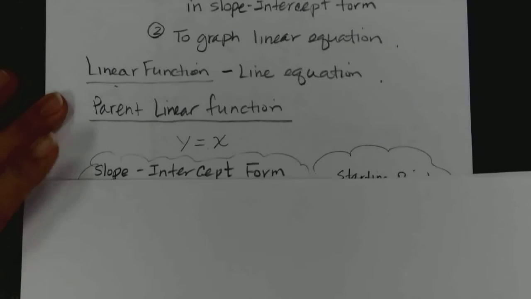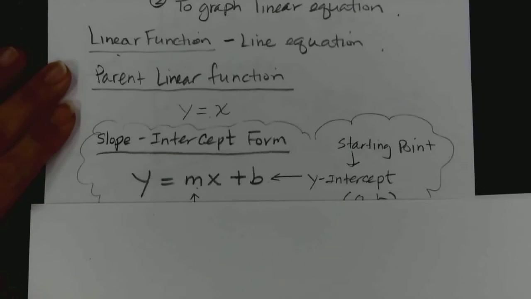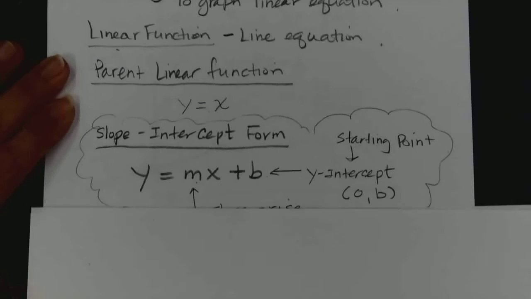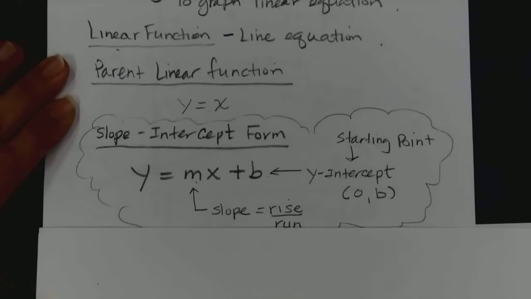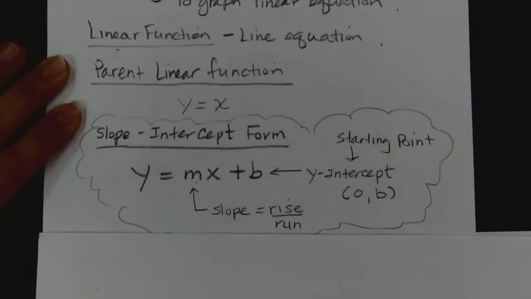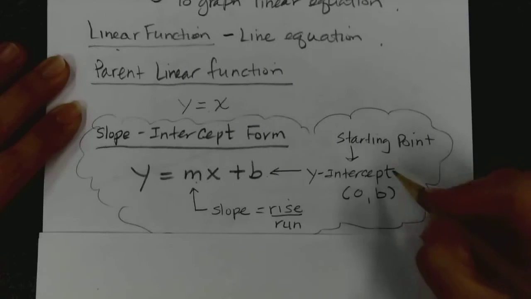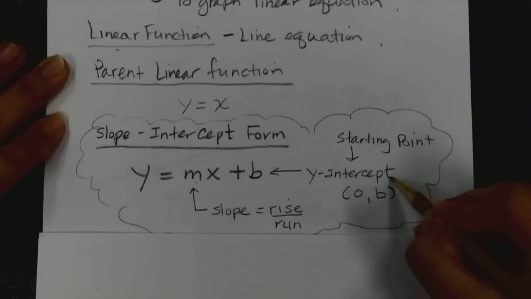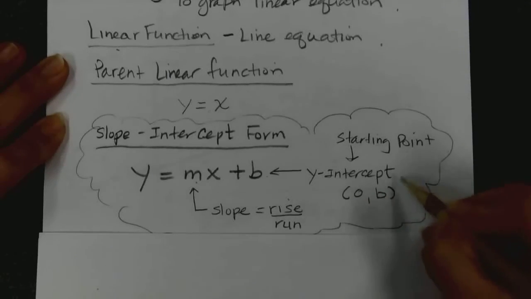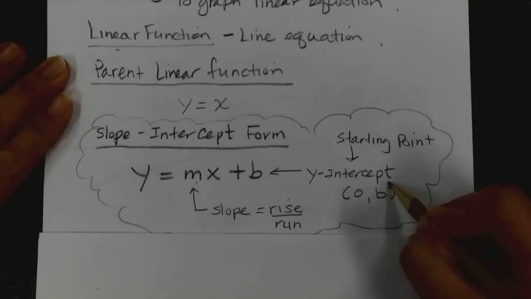So slope-intercept form of a linear equation is y equals mx plus b, where m stands for slope. Slope is rise over run, which we talked about in 6.1. And b stands for y-intercept. It is where the line crosses the y-axis, and it crosses at the point (0, b). We call that the starting point.